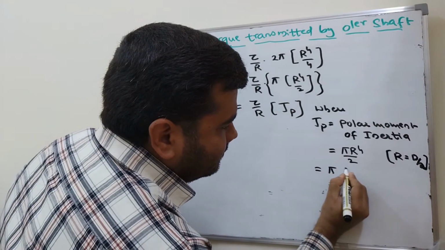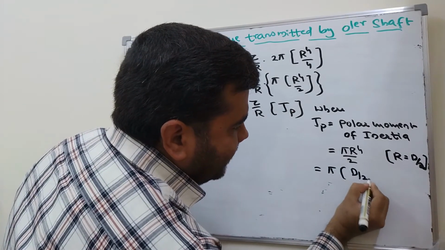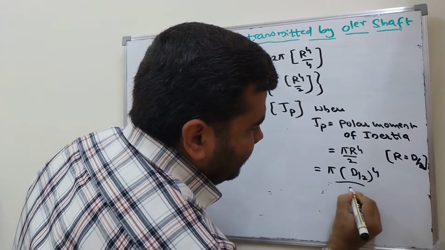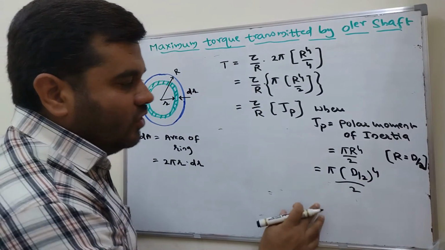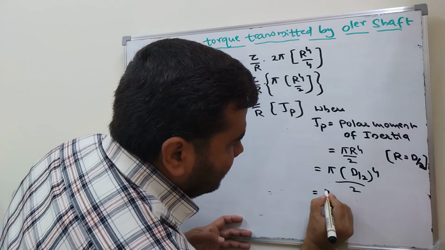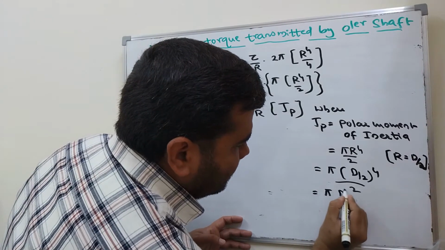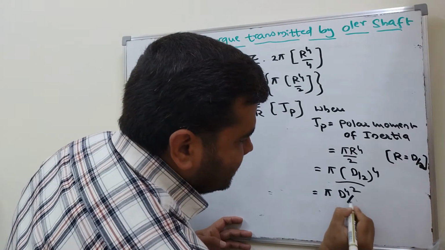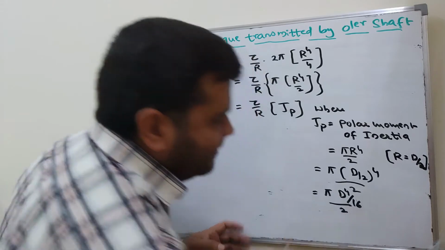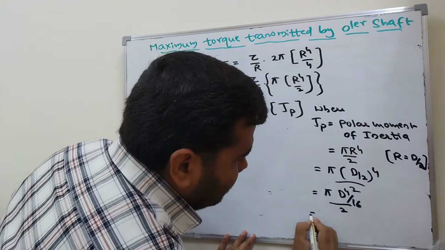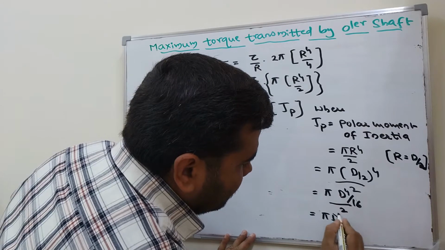Pi into d by 2 raised to 4 divided by 2, right? So how much am I getting here? That will be equal to pi d raised to 4 divided by 16 divided by 2, so this will be equal to pi d raised to 4 divided by 32.